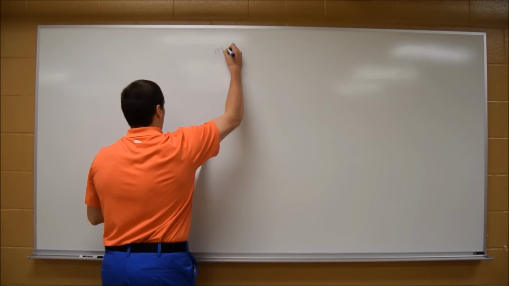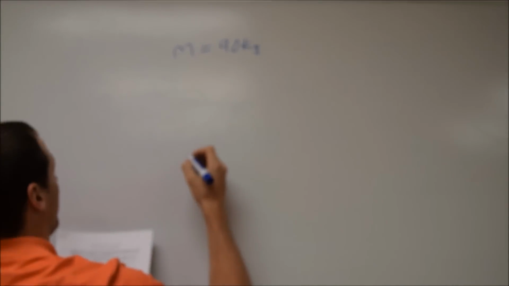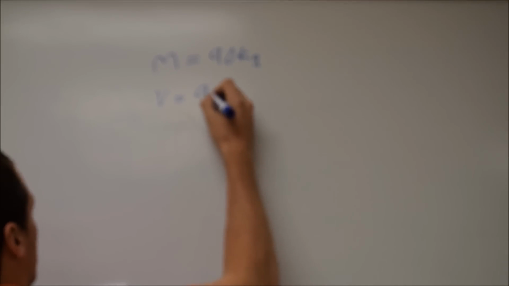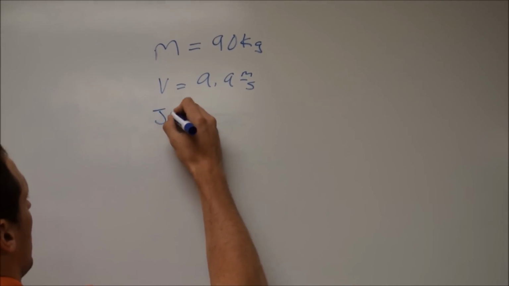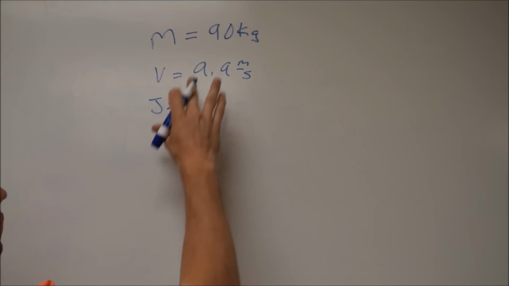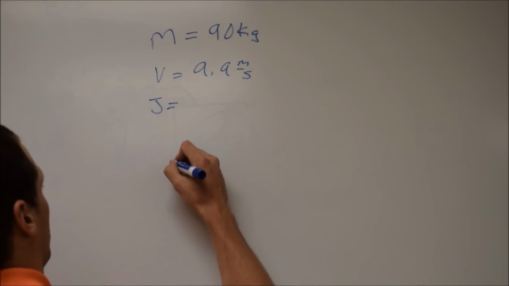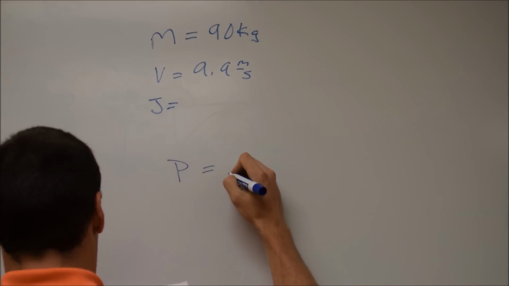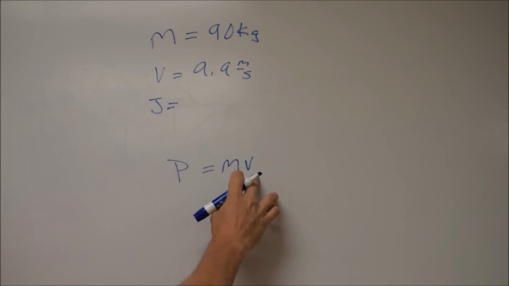So we have our mass of the player, which is equal to 90 kilograms, and we have a velocity equal to 9.9 meters per second, and we need to compute the impulse, the J, in order to get them to stop. First off, we need to compute the momentum, and then we can compute the braking impulse. The equation for momentum is pretty simple, and it's on your formula sheet. It's just this guy right here. P, momentum, is equal to mass times velocity.